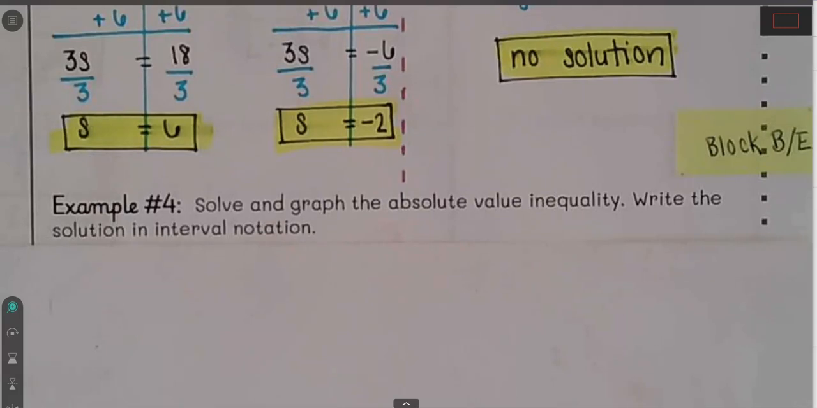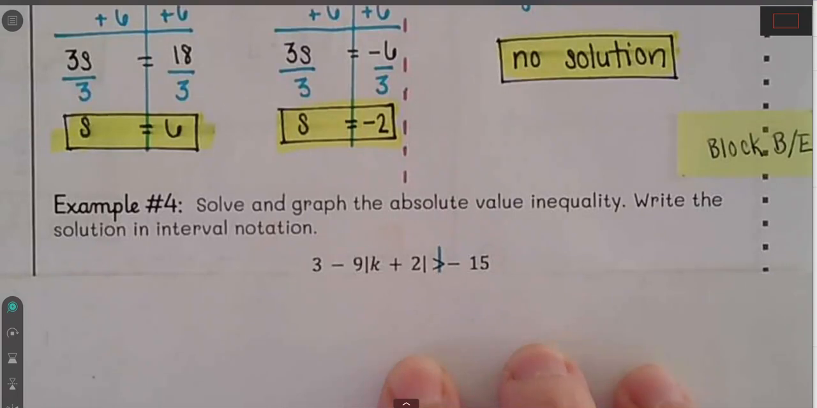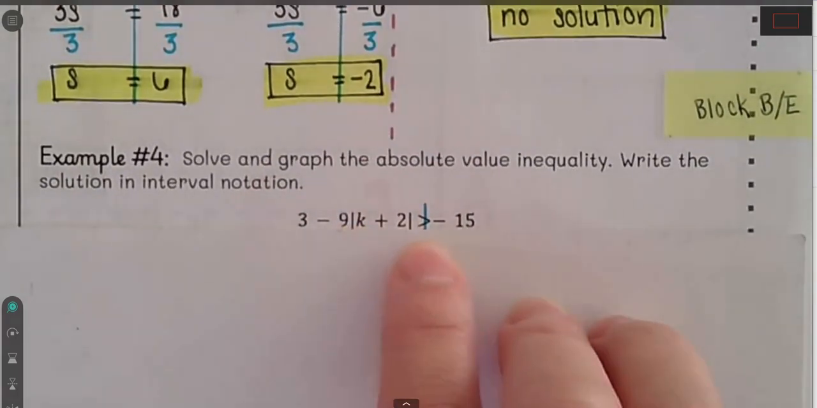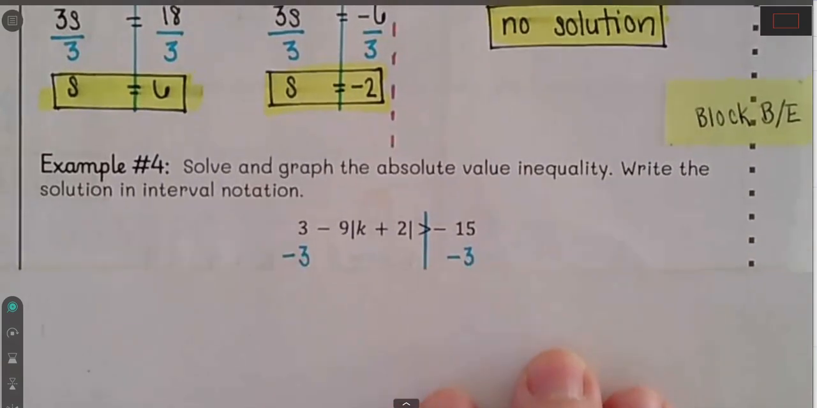Okay, so we have now solved inequalities and compound inequalities. We have solved absolute value equations. We're now going to put those two things together. We're going to have an inequality that contains an absolute value. So for example, we have 3 minus 9|k + 2| is greater than negative 15.